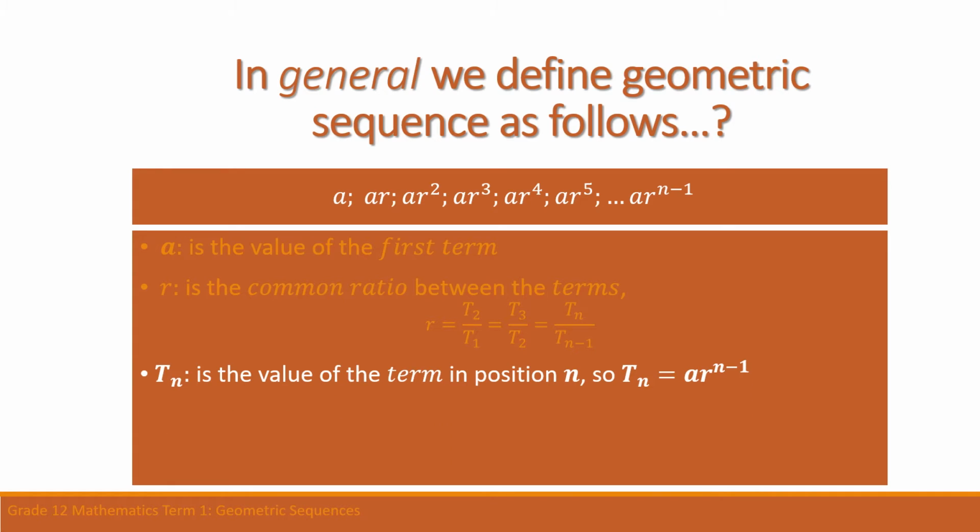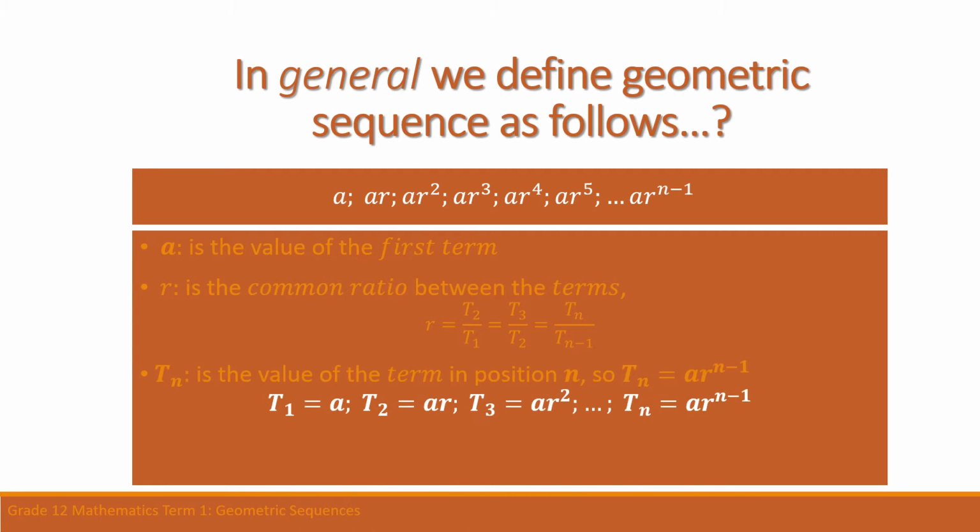And Tn is the value of the term in position n. So Tn equals a multiplied by r to the power of n minus 1. T1 equals a, and if n equals 2, we have a multiplied by r, and so forth.